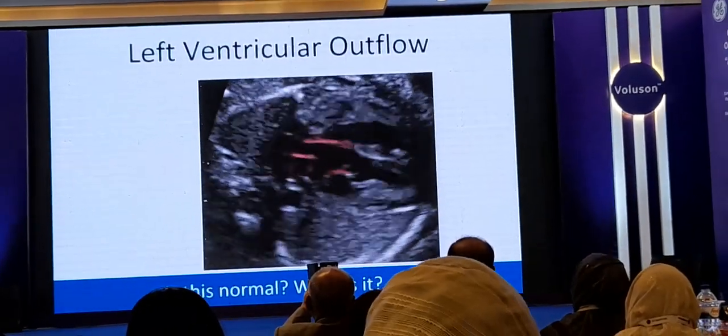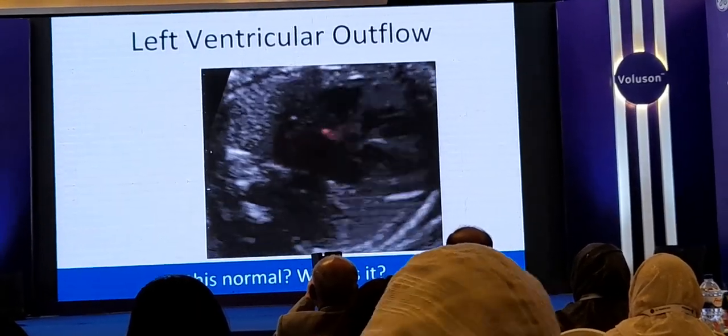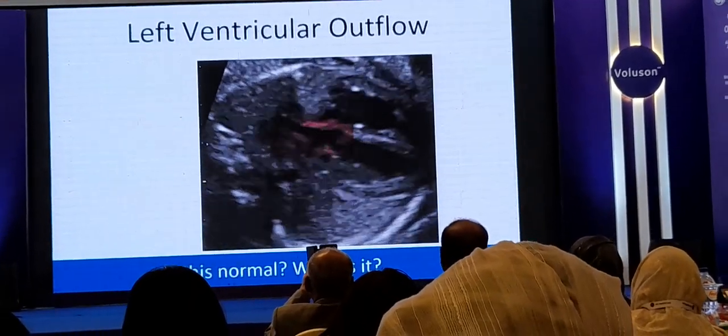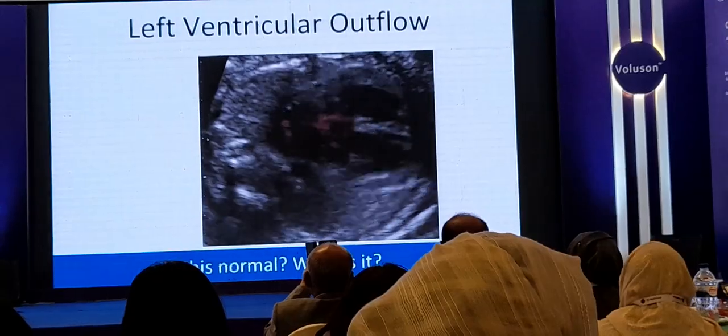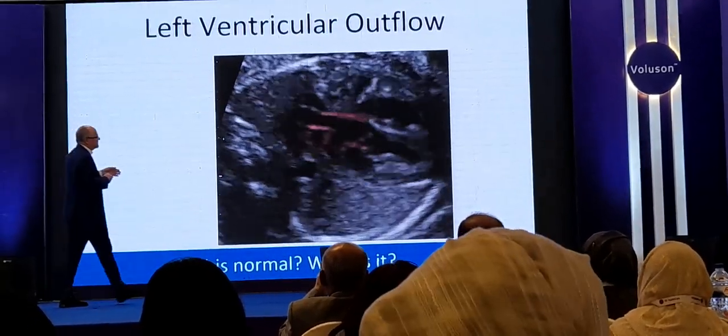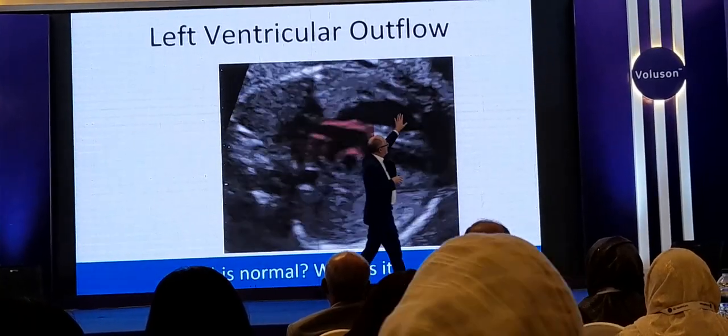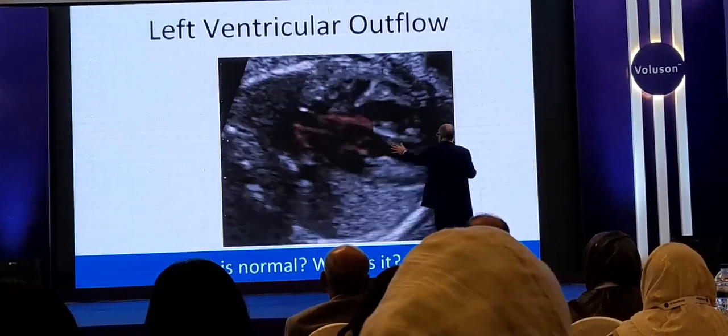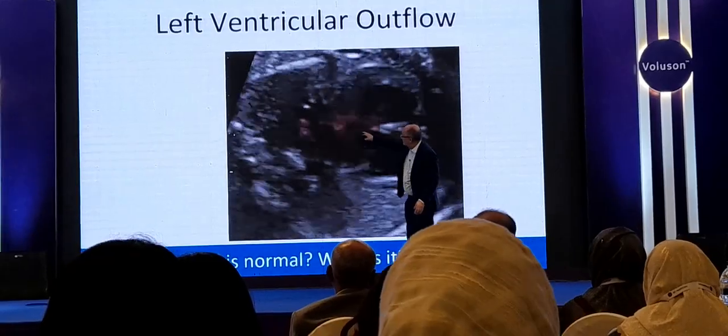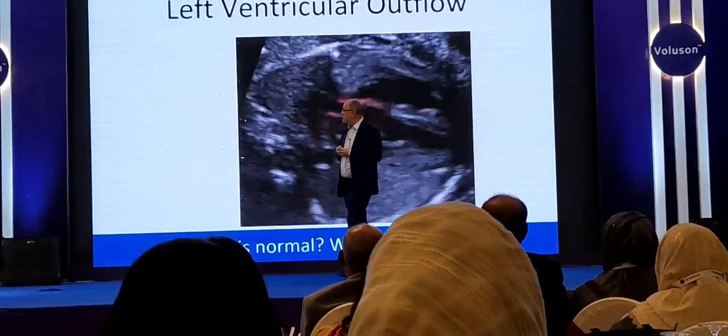A little bit more difficult, this one. It's a little red box guiding your eyes to what I want you to see. Spine is at the back. It's a real world image, it's not a perfect image. So spine is at the back, right atrium, right ventricle, left ventricle. So this is the left ventricle, but the outflow tract, left ventricular outflow tract.